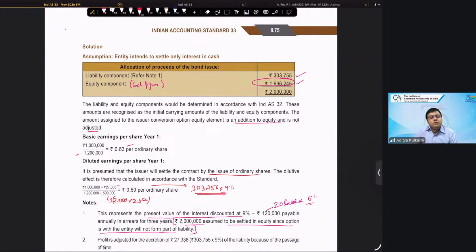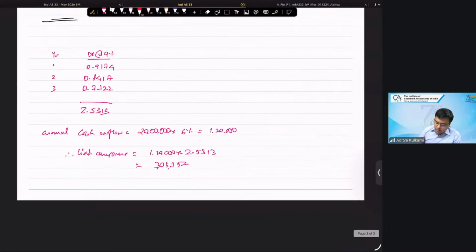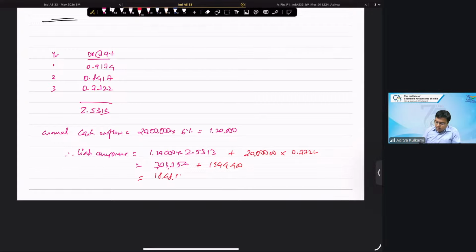Sir, if we consider the other way, then this amount will change, no, sir? Definitely, it will change. If you consider the other way, your liability component will be this one plus 20 lakhs, because you will settle it in cash. So 0.7722 will get added. You will have 20 lakhs into 0.7722, 15 lakh 44,400. So your total liability component will be 18 lakh 48,150, whatever you get.